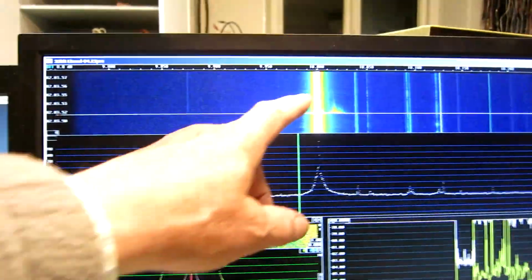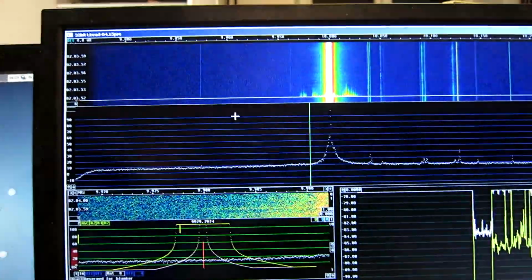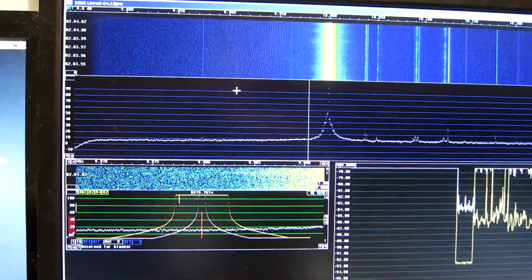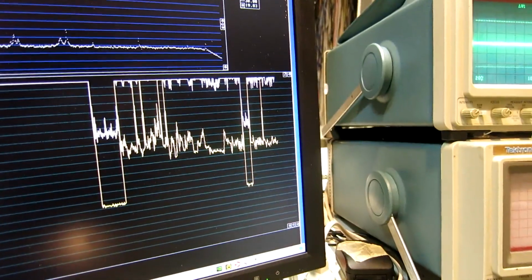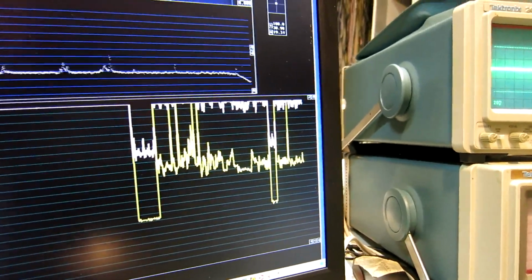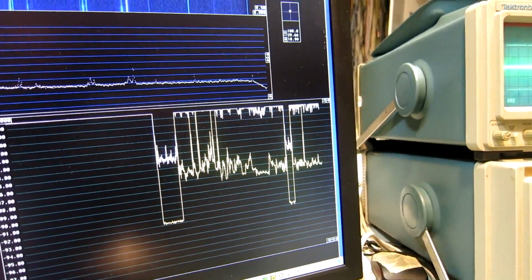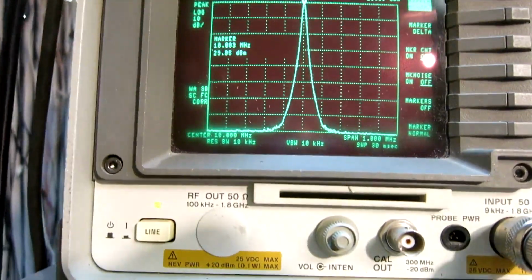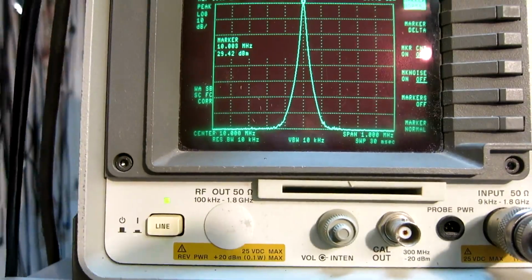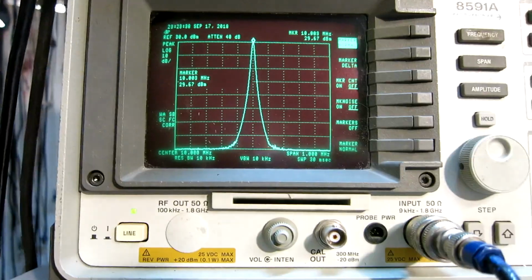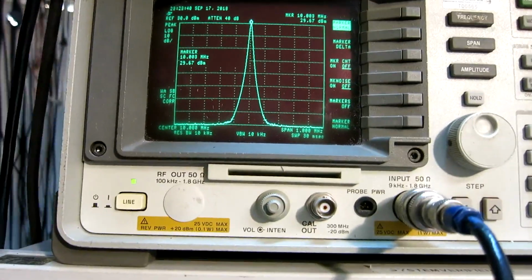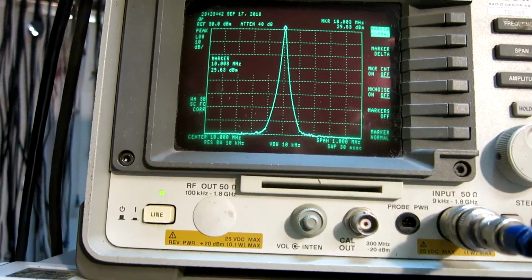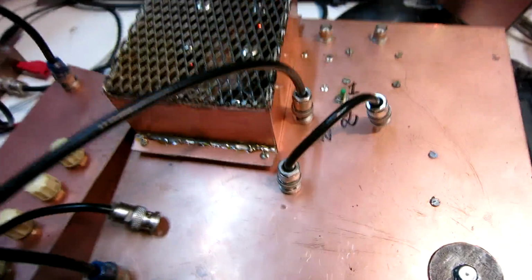And the close range noise is a little less, but 20 kilohertz away the noise is the same. The power level is 29.5 dBm. I'm now running the unit as an amplifier, also at 29.5 dBm. Looking like this.